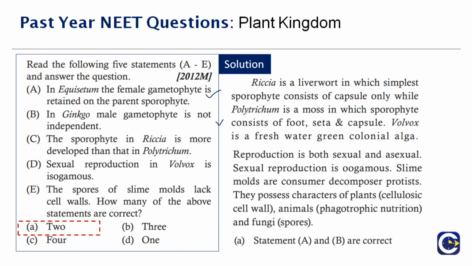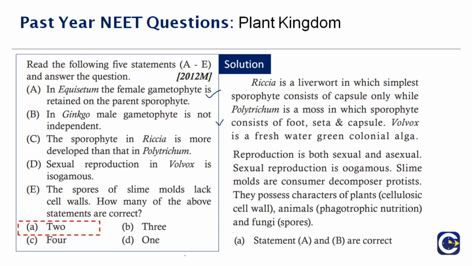Look at the next one. Sexual reproduction in Volvox is isogamous. No, the sexual reproduction which takes place in Volvox is not isogamous. Reproduction is both sexual and asexual. Sexual reproduction is oogamous when it comes to Volvox. Next, option E, the spores of slime molds lack cell walls.